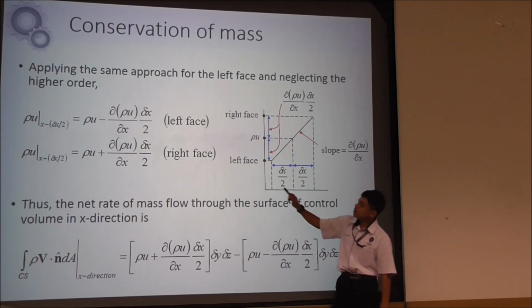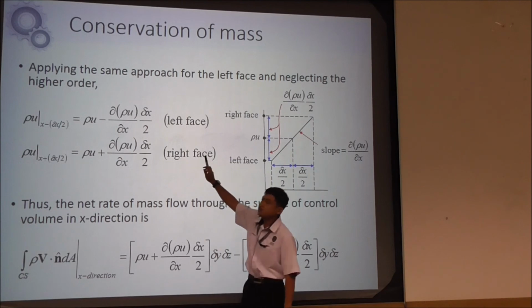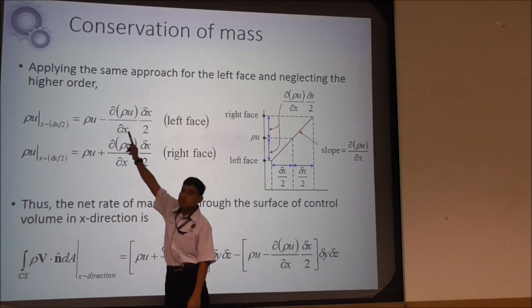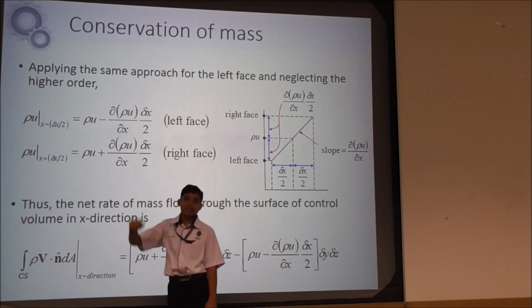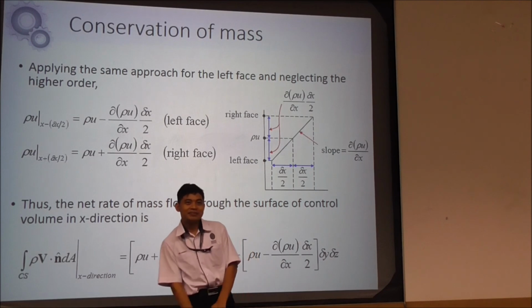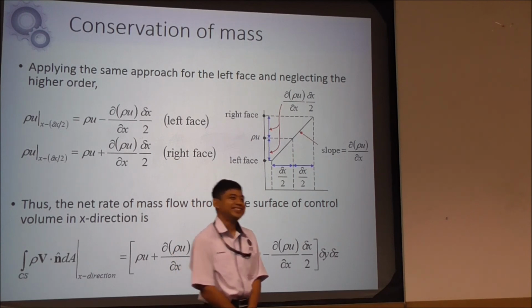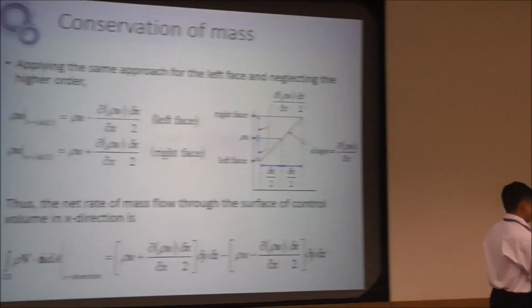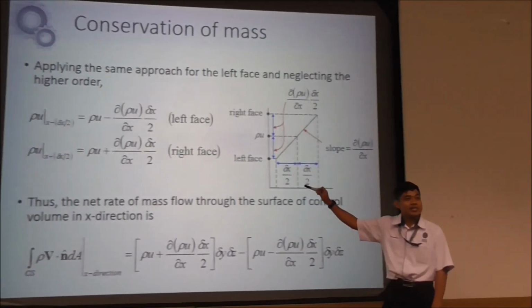By using Taylor series, I have the left face and right face. And left face is given by this, right face is given by that. So basically, this one is the slope. This one is the distance. Is that clear, ladies and gentlemen? Can I get an A then? Okay, so you do that, you get the left face and right face.